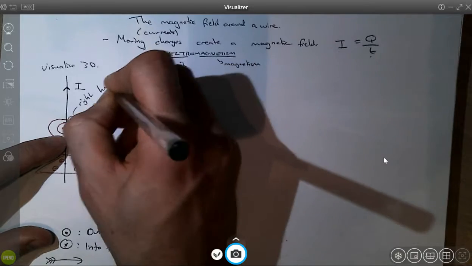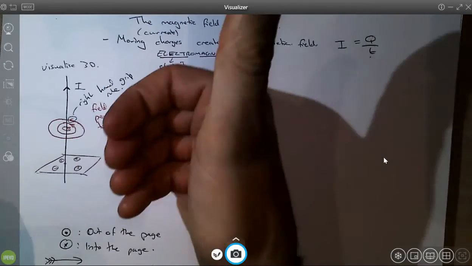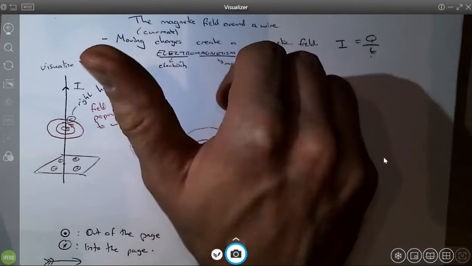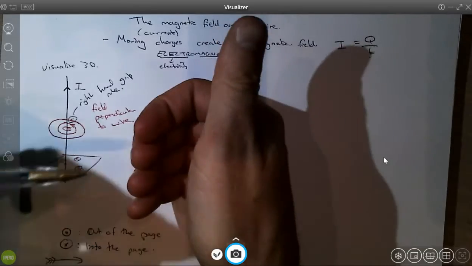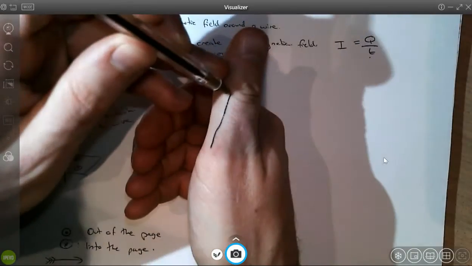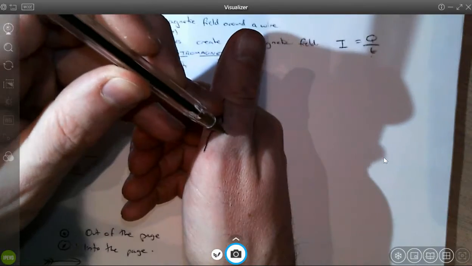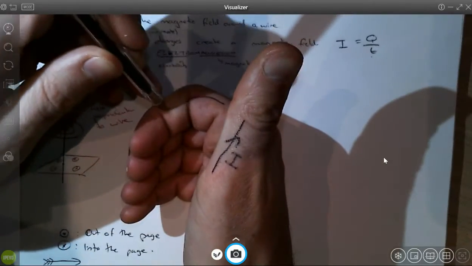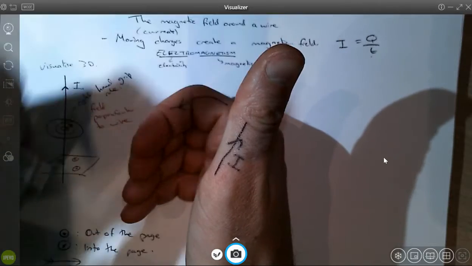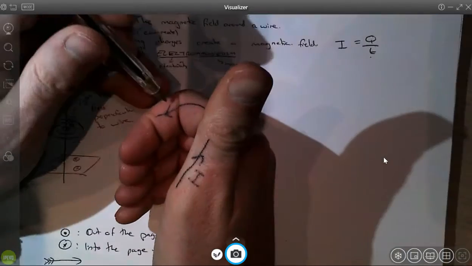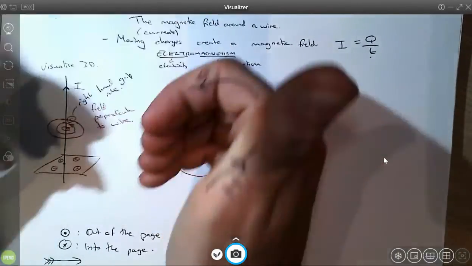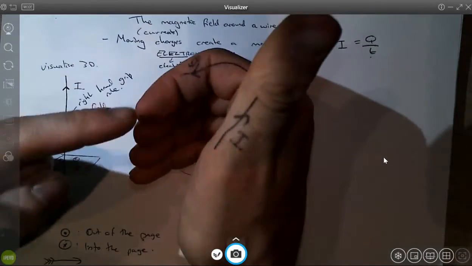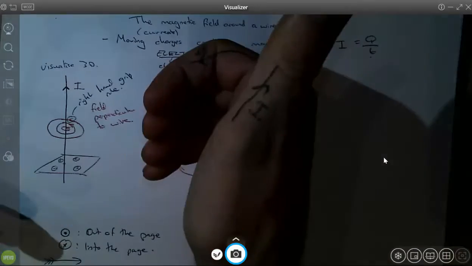And this is really simple. You get your hand and you make a shape like this. And then your thumb is the direction that the current is going, and your fingers are the direction that the magnetic field is going. So when you hold it like this, obviously your thumb is perpendicular and your fingers go around in a circle.